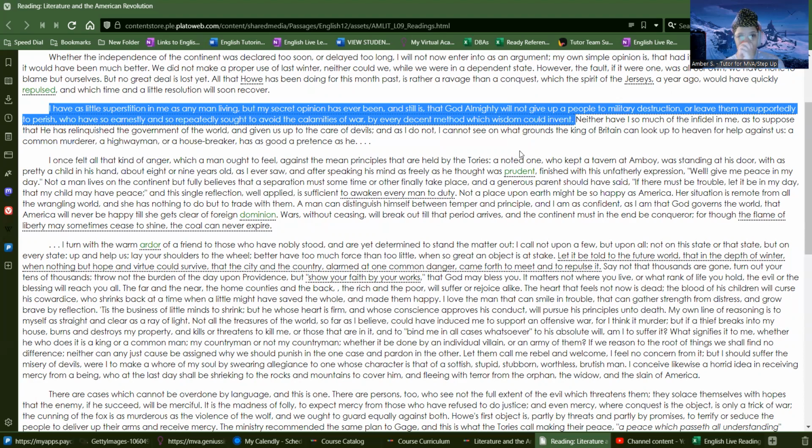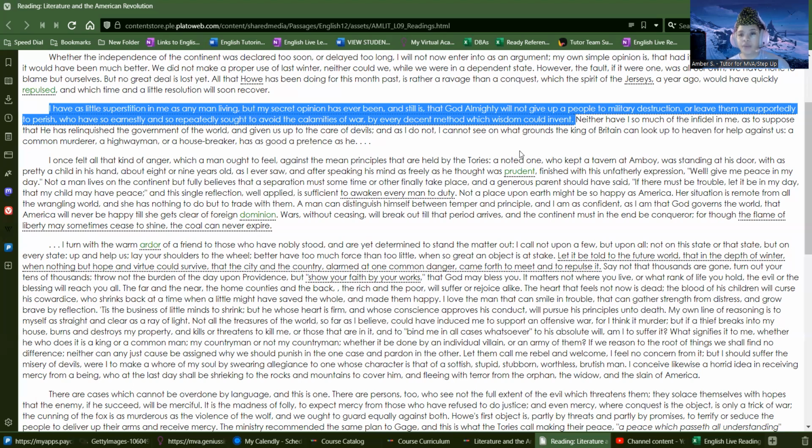So he says, I have as little superstition in me as any man living. So he's saying, I'm not a superstitious person. And then he says, but my secret opinion has ever been. So if you've noticed, he's noted his opinion. He's kind of downplaying his opinion, even though he has very strong opinions. In the earlier paragraph, he said, my own simple opinion. In this paragraph, he's saying, my secret opinion, right? So he's trying to talk to people as if he's just some other man that just has an opinion. But he clearly has very strong thoughts and he's trying to back them up with evidence and the knowledge that he has. So that's important to know.